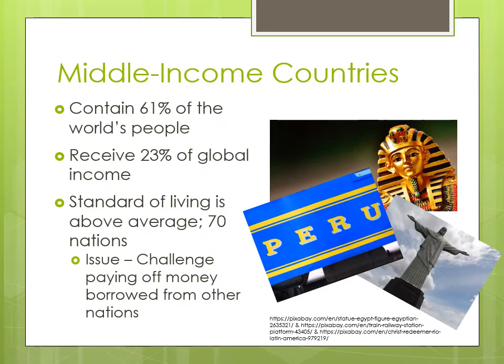Middle income countries contain most of the world's people, and they receive 23 cents of the global income, or 23%. So for every dollar, they receive 23 cents. The standard of living, even though they receive 23 cents for every dollar, is still above average. So they're living very well. And the issue with them is that they have a challenge in paying off money that they borrow from the International Monetary Fund or the World Bank.